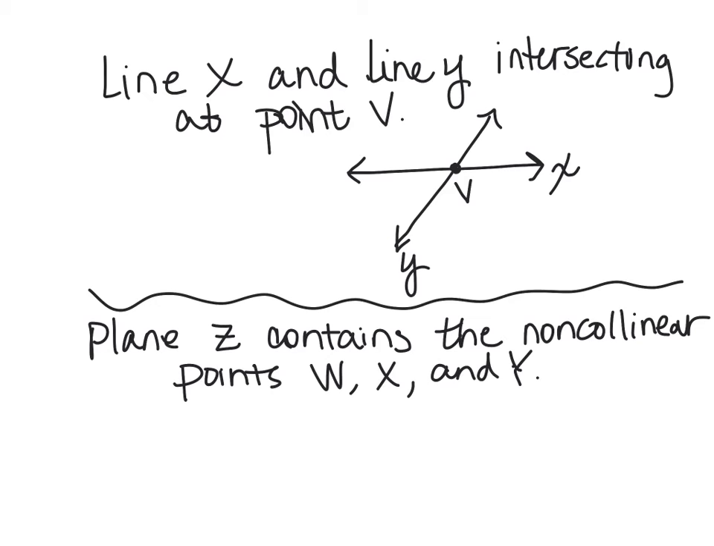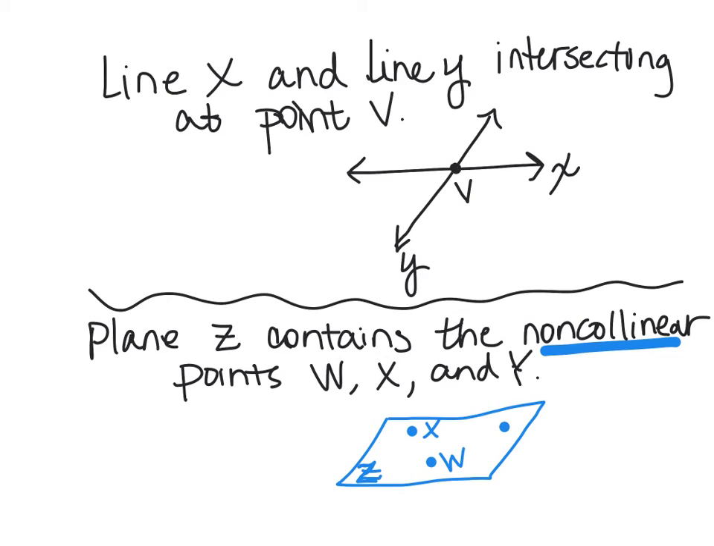Okay, so we're going to draw our plane. And it is plane Z. So we're supposed to make this italicized. And then I have my points W, X, and Y, and they have to be non-collinear. And so let's label them W, X, and Y. And so it doesn't matter where you put them as long as they are contained on the plane.